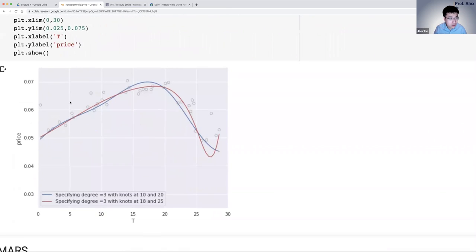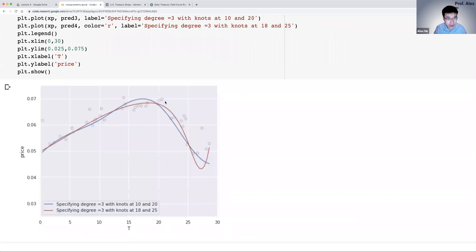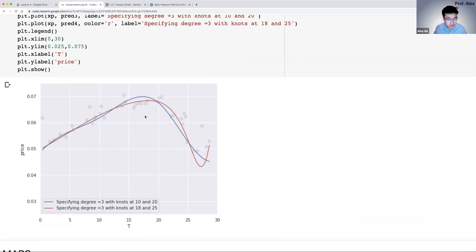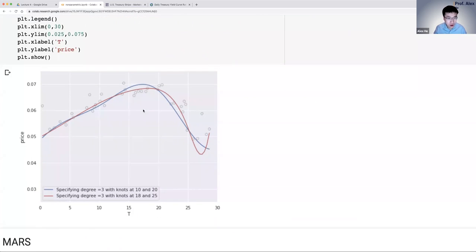Okay. Again, these dots are the actual values of the y for the test set. And then these two lines are our predicted values from the regression spline. And the blue line is the one with the knots at 10 and 20. And the red one is the one with the knots at 18 and 25.